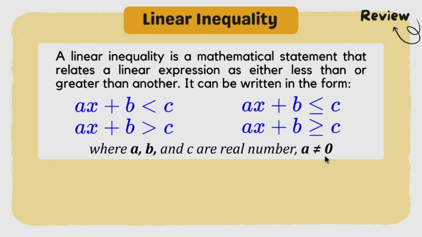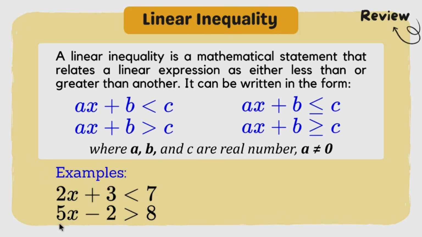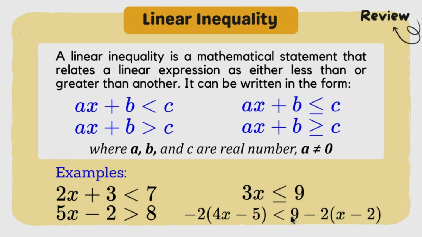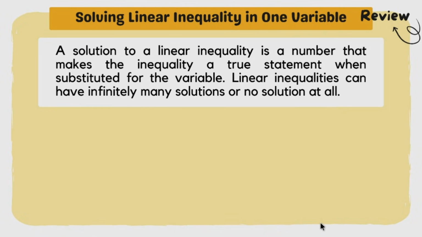So ano po yung mga examples natin? We can have 2x plus 3 is less than 7. We can have 5x minus 2 is greater than 8. We can also have 3x is less than or equal to 9. Wala po dito yung b. Ang value ng b ay 0. Ang value ng a natin is 3. Okay, at ang c natin is 9. Next, we can also have these kinds of inequalities wherein we have to simplify this first so we can solve for the missing variable. Okay, so how do we solve linear inequality in one variable?